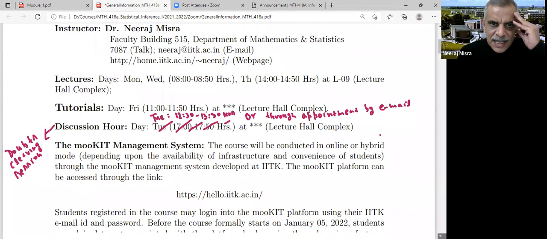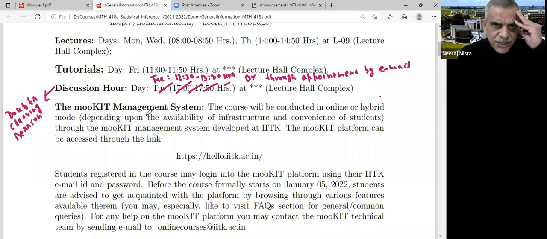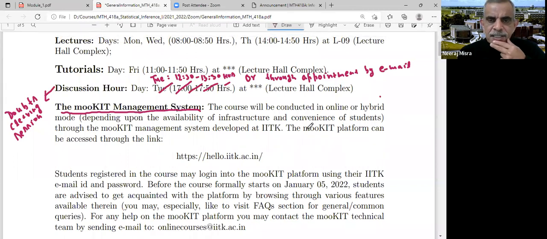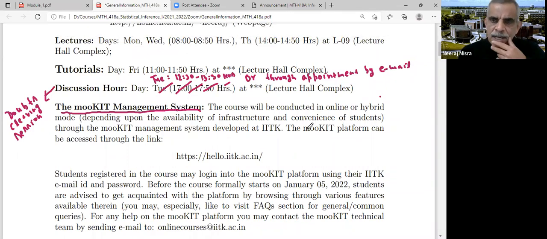Now the course would be run through the MOOC management system. By now, you all must be familiar with this system. To begin with, it will be in the online mode. And as I said, if the situation improves in the future, we may go for a hybrid mode or totally offline mode, depending on you. All right.